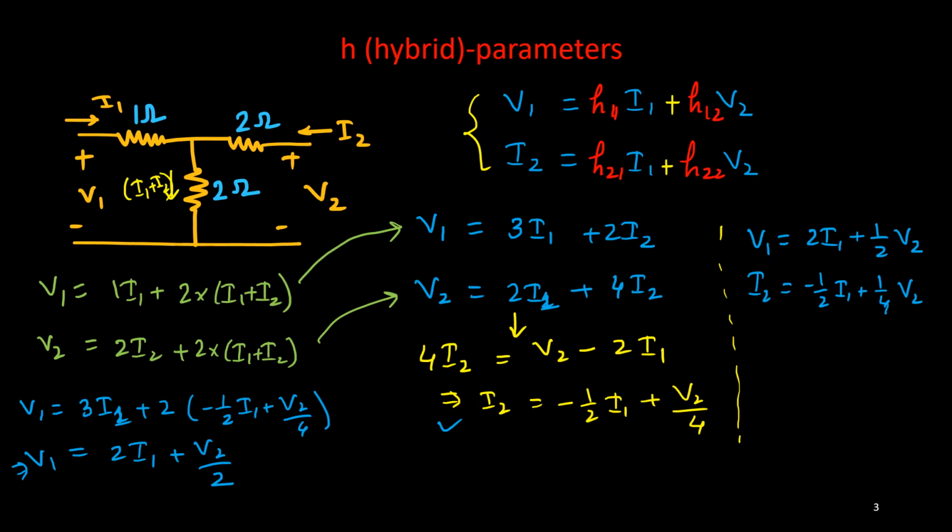Okay, so the H parameters we have got. What are the H parameters? The first element is 2, then a half, this is minus half, and this is 1/4.